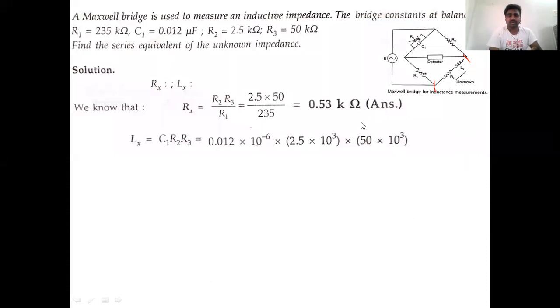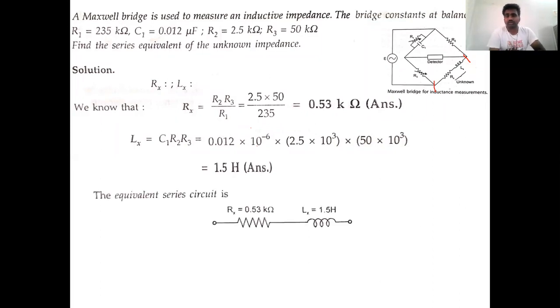265, 1.5 Henry. It's correct. So if we substitute these values in the equivalent circuit of this particular unknown branch, the fourth path, we calculated the ratings of the fourth path. In the fourth path, in series, the series resistance we calculated is 0.53 kilo ohm and the unknown inductance is 1.5 Henry. So that is about this problem.